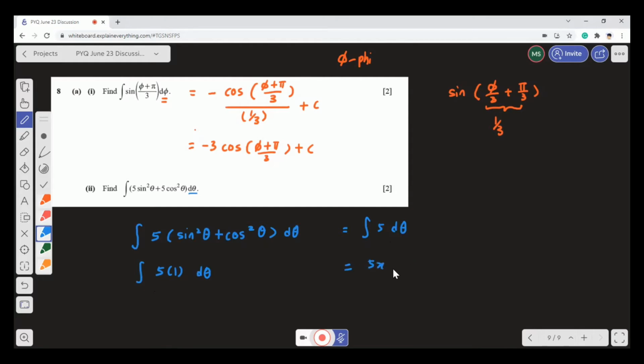Hey, not 5x. 5x or 5 theta? Theta. Why? Because their base is theta. Yes, because they asked to integrate with respect to theta. I need to respect theta, so I have to put 5 theta plus C. So that's the answer.